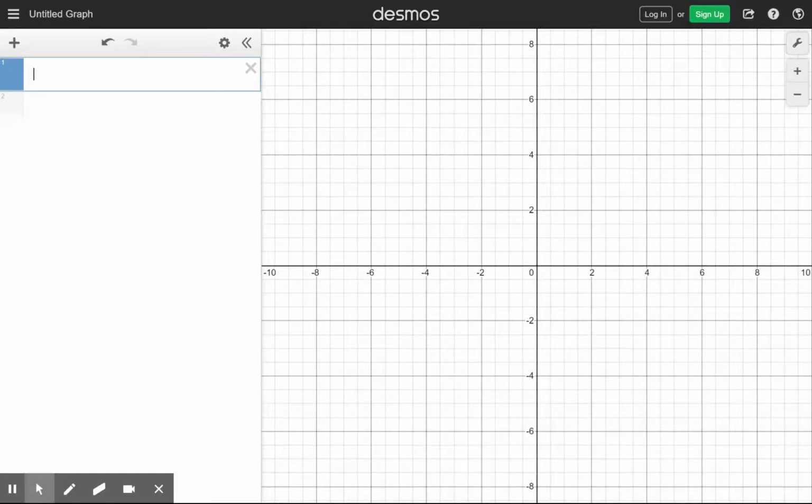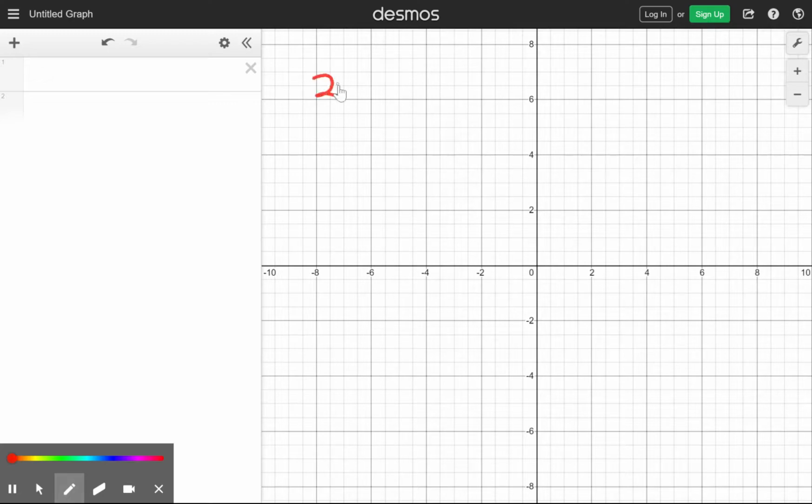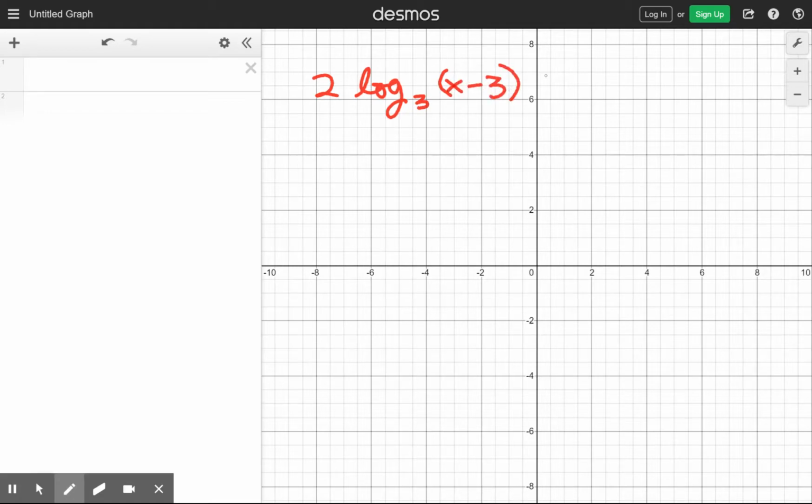Hi, today we're going to solve a log equation that also has a quadratic in it. The equation is 2 log base 3 of x minus 3 plus log base 3 of 3 equals 3.